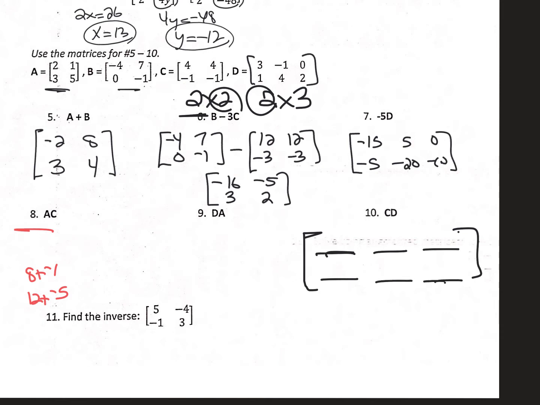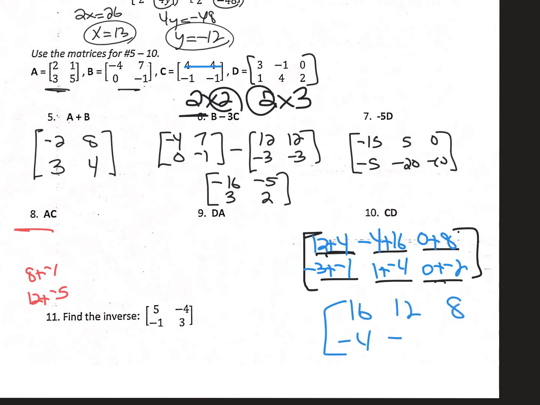And I'm going to go across, down. Across the first row, down the first column is 12 plus 4. First row, second column, -4 plus 16. First row, third column, 0 plus 8. Done with that row. Now we're doing the second row, first column, -3 plus -1. Second row, second column is 1 plus -4. And then second row, last column, 0 plus -2. Let's just add that stuff together. Gonna get 16, 12, 8, -4, -3, -2. And that should be it.